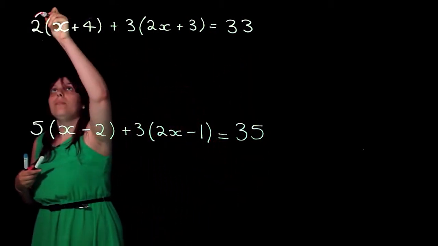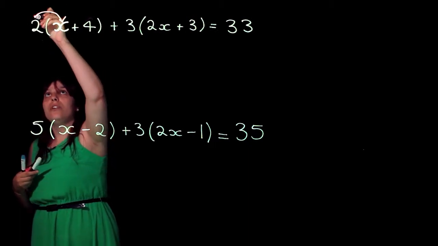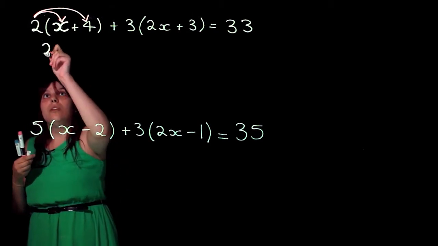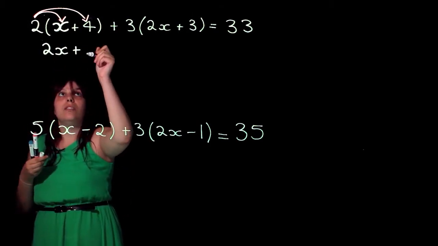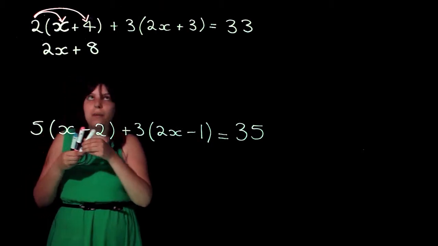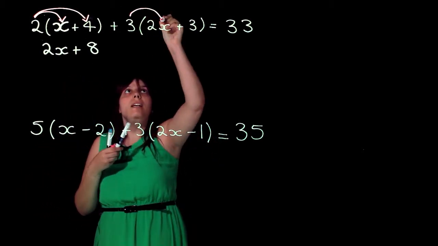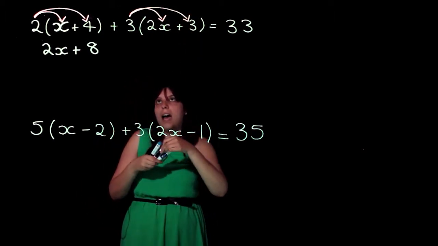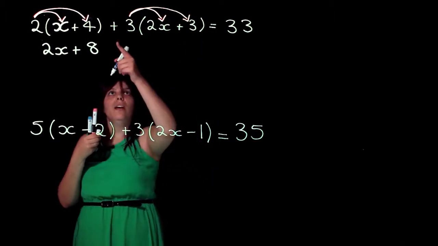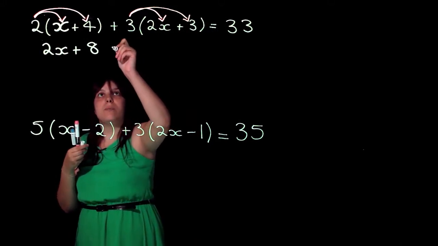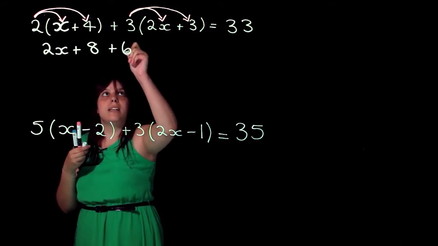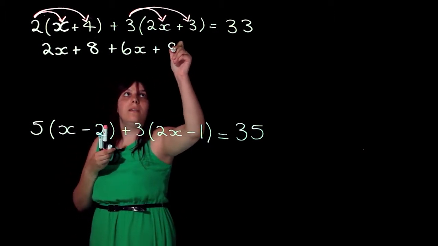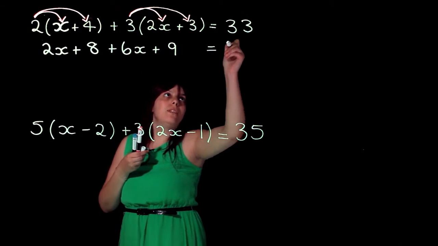So we need to do our 2 times our x and our 2 times our 4. So we get 2x plus 2 times 4 is 8. And then we need to do our 3 times 2x and 3 times 3. And because it's a positive 3, we've got plus 3 times 2x, which is going to be plus 6x, and plus 3 times plus 3, which is going to be plus 9. And that equals 33.